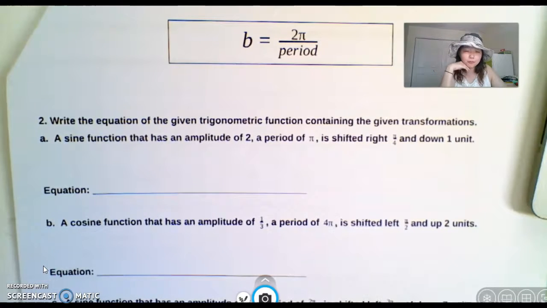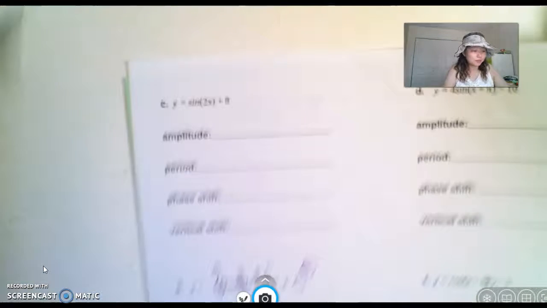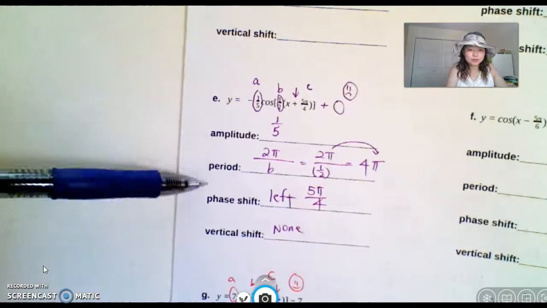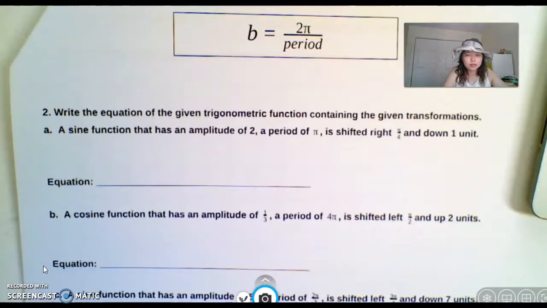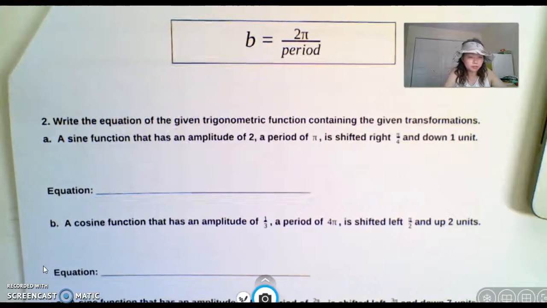Okay, so we talked about amplitude, periods, shift, and what else do we do? We talked about how to find the amplitude, period, phase shift, and the vertical shift, right? Now, part 2, we are given those descriptions and we're writing an equation.